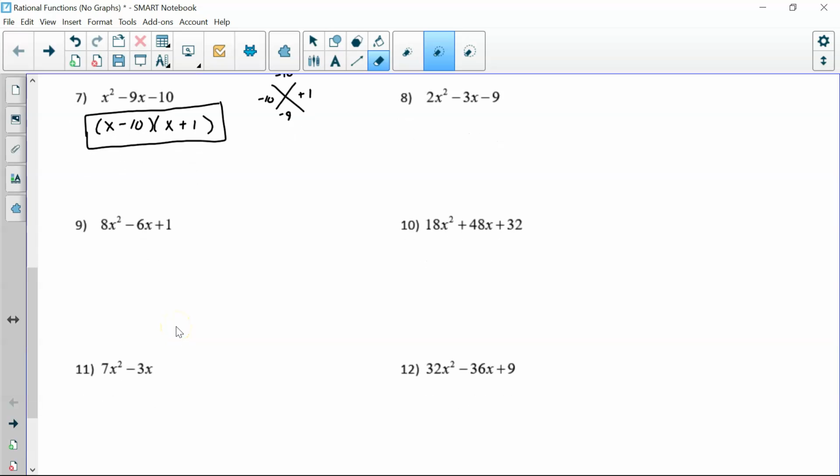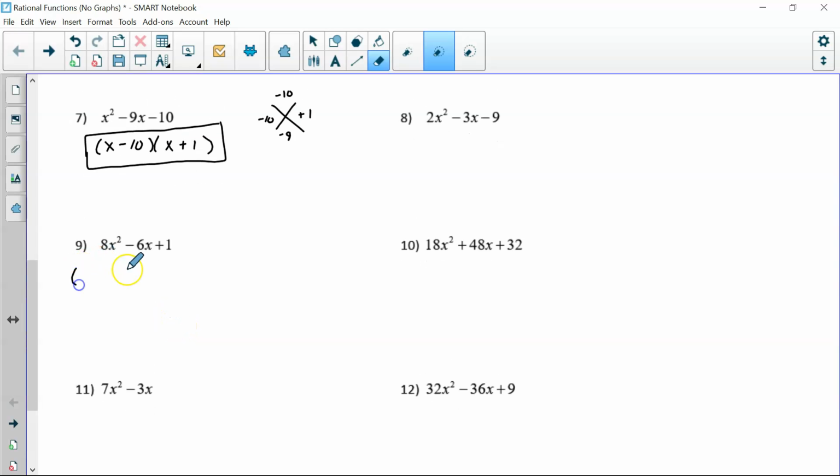For a problem like number 9, because of the 8x squared, it's a little bit more complicated. What we have here, we multiply the first and last term. So we get 8x squared on top, negative 6x on the bottom. Now the numbers that multiply to 8 and add to negative 6. Since they're multiplying to a positive, they have to have the same sign. So negative 4x and negative 2x will multiply to positive 8x squared and add to negative 6x.